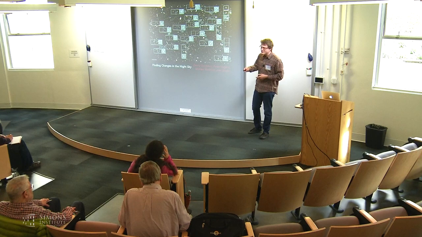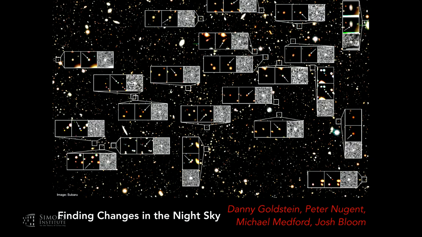And today I want to tell you about how we actually find the changes in the night sky that Peter talked about. What are the algorithms that we actually use to detect sources that are moving, changing in brightness, or actually just appearing where there wasn't any source of light before?